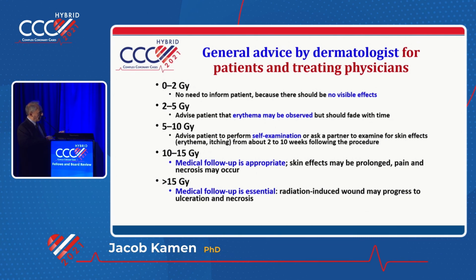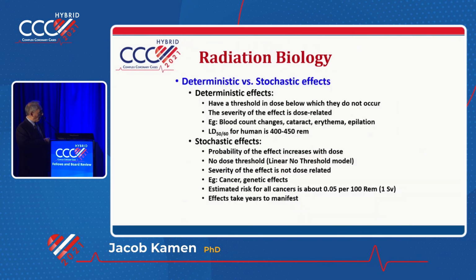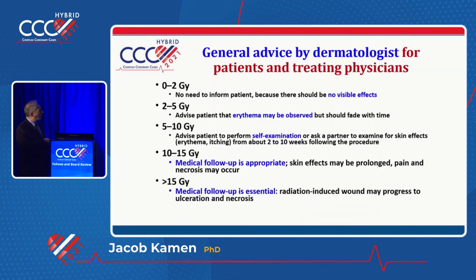This is the general advice for doctors treating, and you see these are the things. 0 to 2, no visible effect. 2 to 5, sometimes maybe reddening of the skin. 5 to 10, definitely the patient has to check himself to make sure there is no reddening. 10 to 15, you have to ask the patient to come back to make sure what happened. And above 15, definitely something wrong. This is Sentinel 11A. Oops, I'm sorry, I went too fast. Okay.